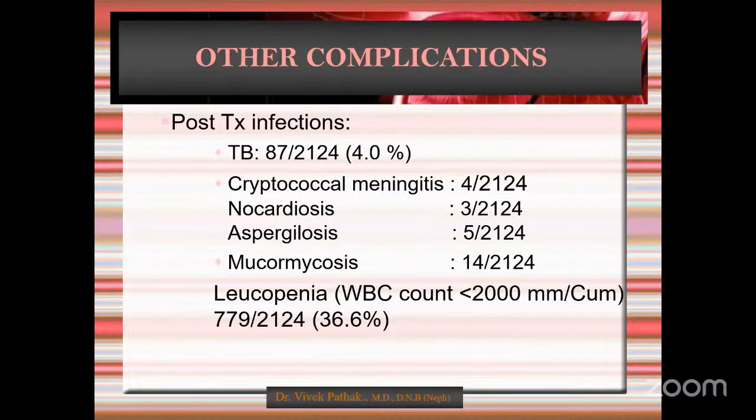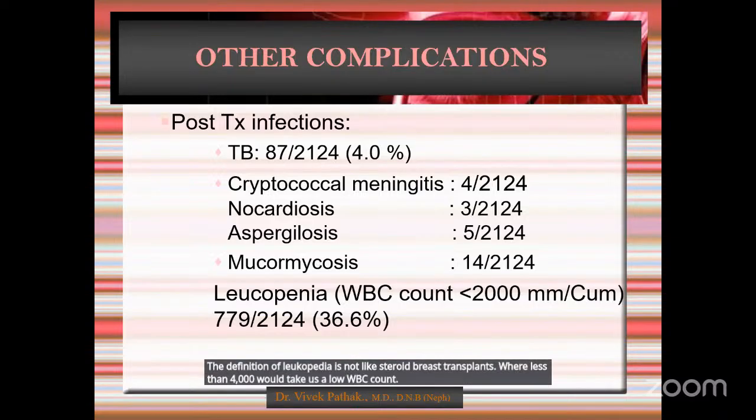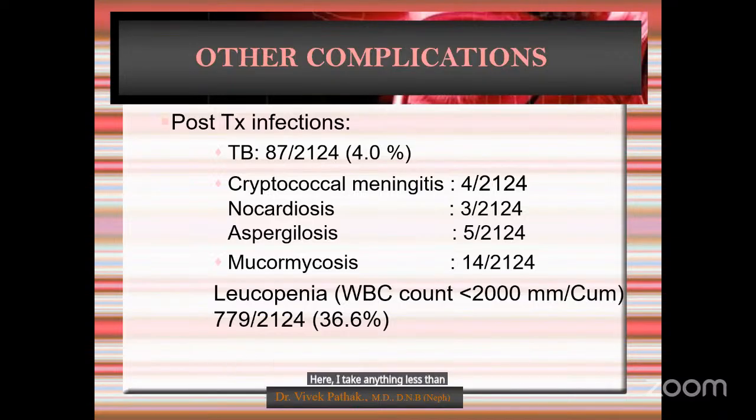Leukopenia is more common in these patients. The definition of leukopenia is not like in steroid-plus transplants, where less than 4,000 you take as a low WBC count. Here I take anything less than 2,000 as a low WBC count. 2,500, 3,000 is normal.